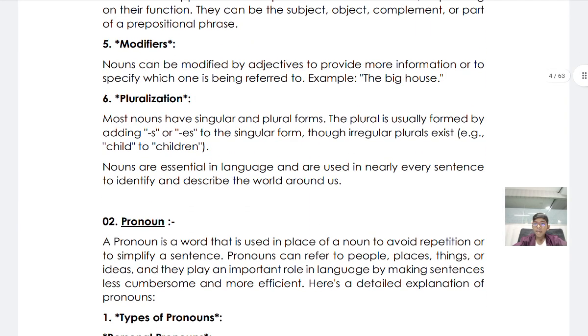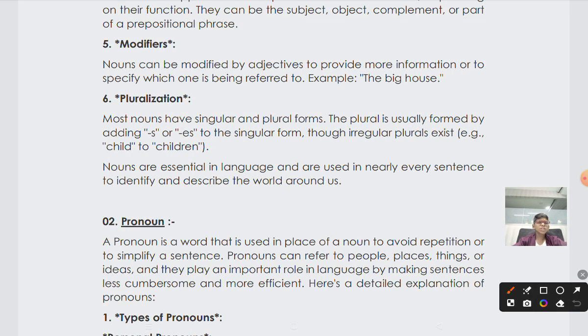So, nouns are essential in language and are used in nearly every sentence to identify and describe the world around us. Next comes the pronoun. A pronoun is a word that is used in place of a noun to avoid repetition or to simplify a sentence. Pronouns can refer to people, places, things, or ideas, and they play an important role in language by making sentences less cumbersome and more efficient.